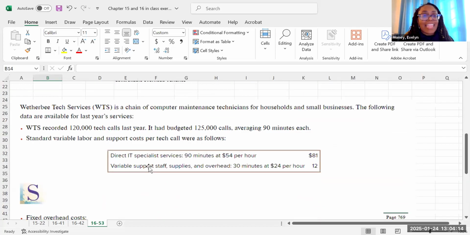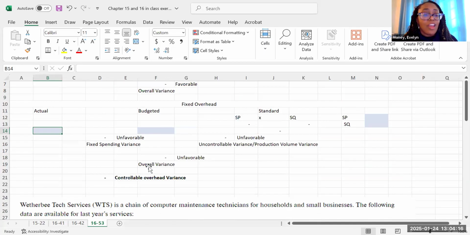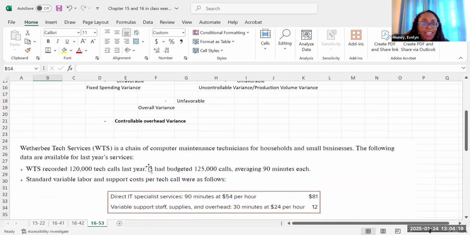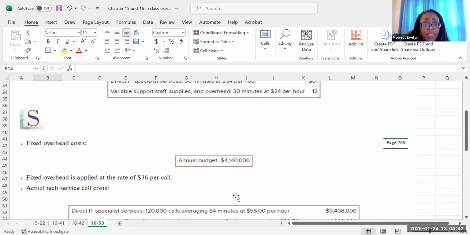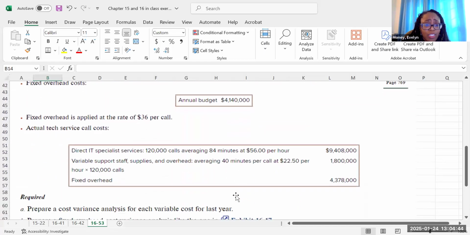Now let's try the last one. For the last one here, we have Weatherby Tech Services, and they're a chain of computer maintenance technicians for households and small businesses. The following data are available for last year's services. We have the number of tech calls, then we have the budgeted tech calls, averaging 90 minutes each, and then we have standard variable labor and support costs per tech call as follows. So there are my labor costs there. And then I have fixed overhead costs as well.